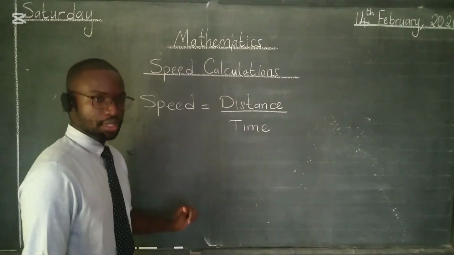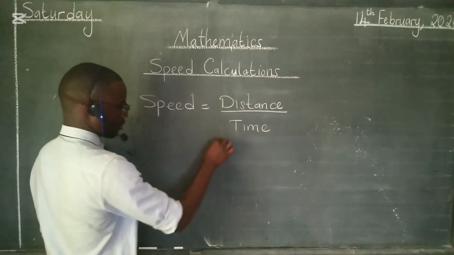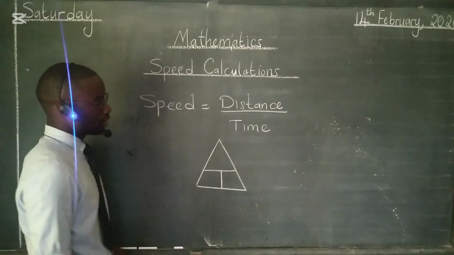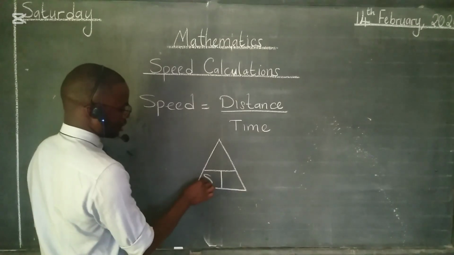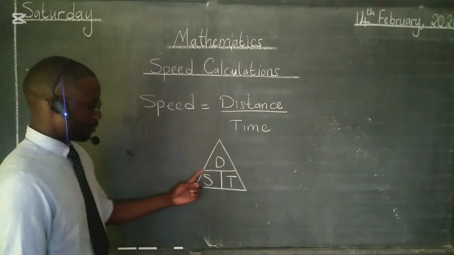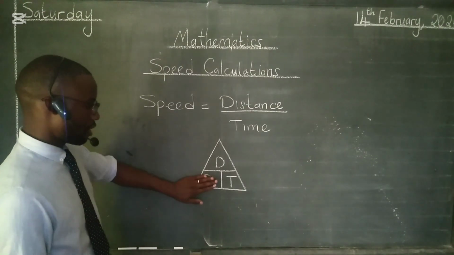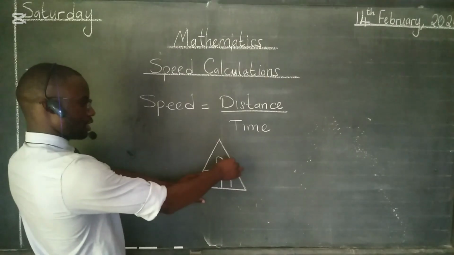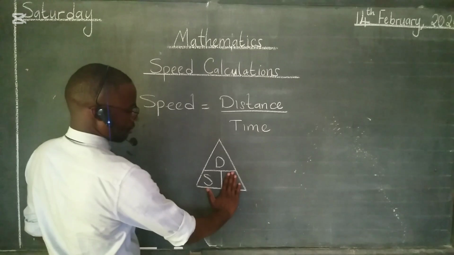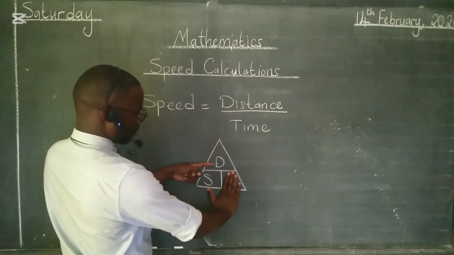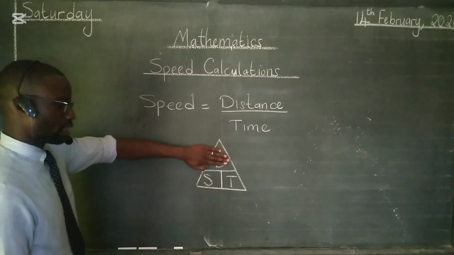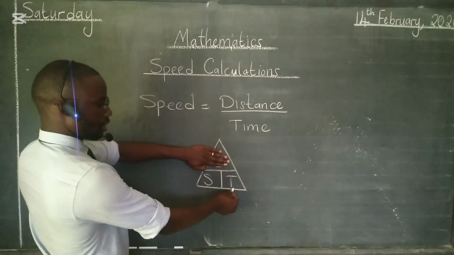For you to be able to remember this, I have what I call the formula triangle. This one explains how speed, distance, and time are related. How? If you want to calculate speed, cover speed, and then the formula is distance over time. If you want to calculate time, cover time, it's distance over speed. If you want to calculate distance, you cover distance, it's speed times time.